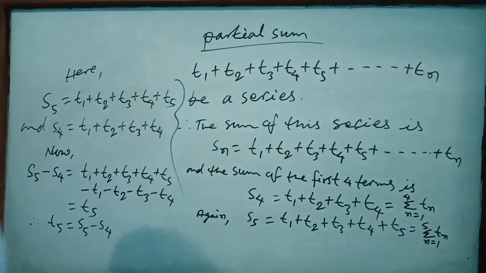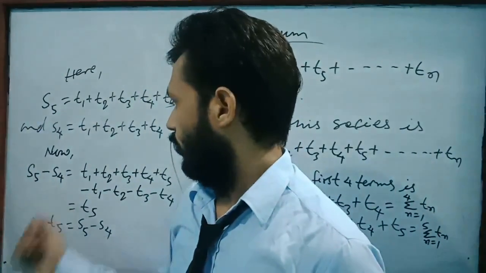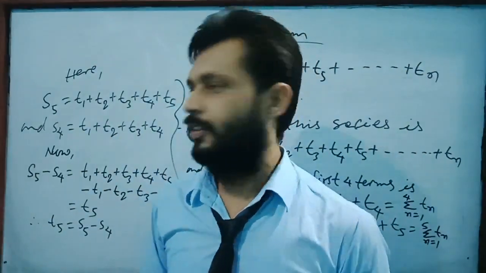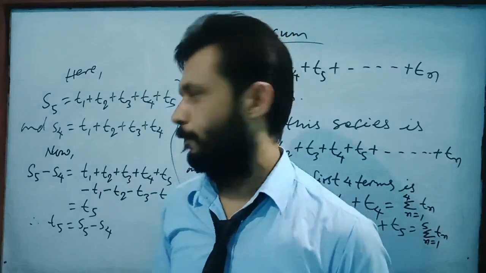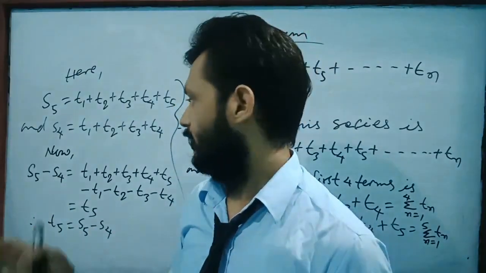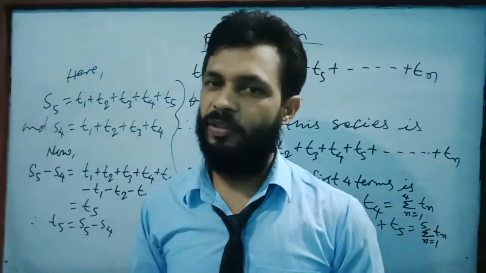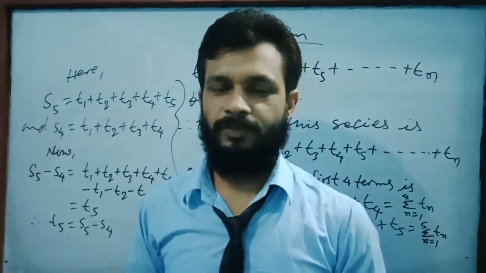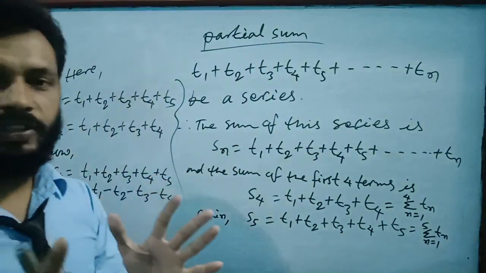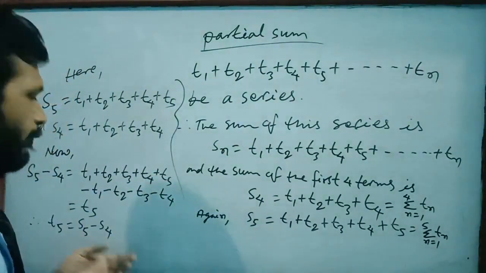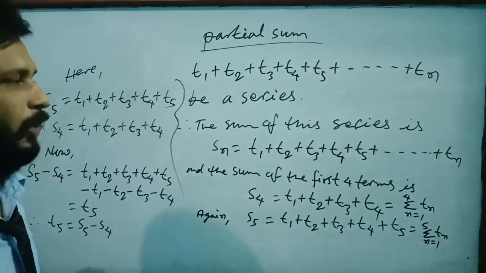Are you clear? When we subtract the sum of 4 terms from the sum of 5 terms, then we get the 5th term. Understood? If we subtract the sum of 4 terms from the sum of 5 terms, we can find the 5th term. We get the 5th term.